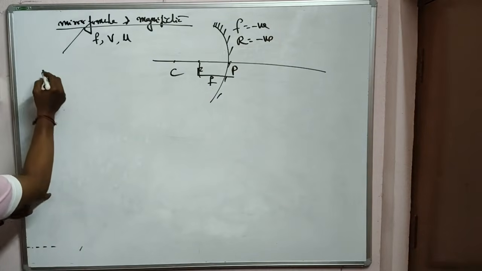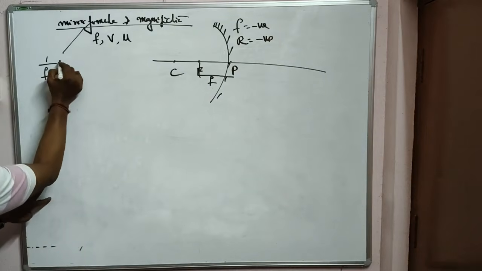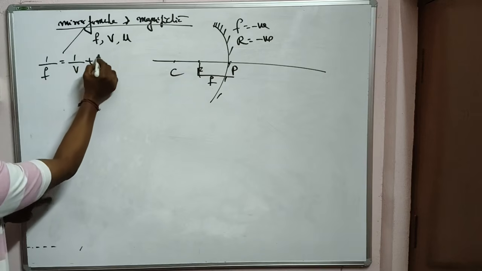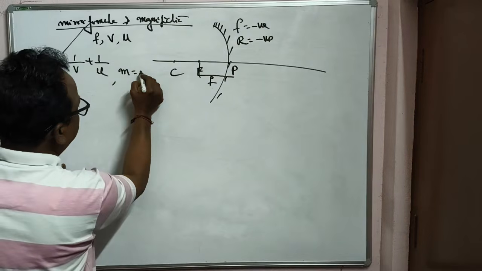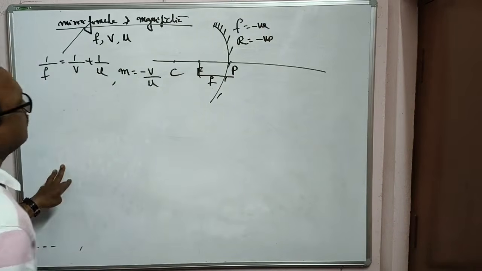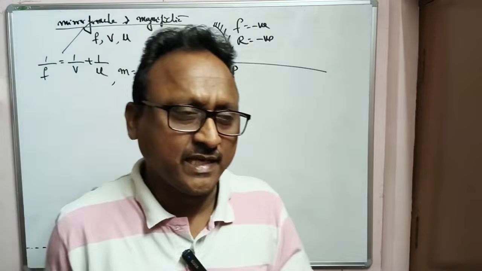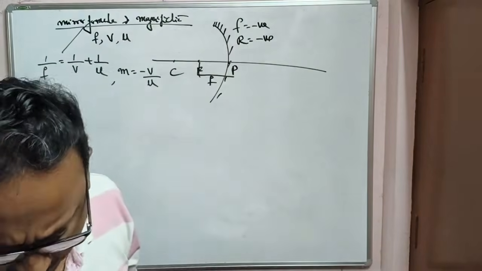So in the case of mirror formula, 1 by f is equal to 1 by v plus 1 by u, and magnification is minus v by u. Okay, these are the formulas you have to utilize in the numerical problems, please.